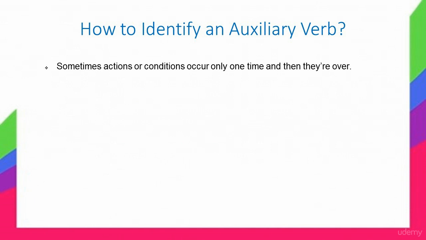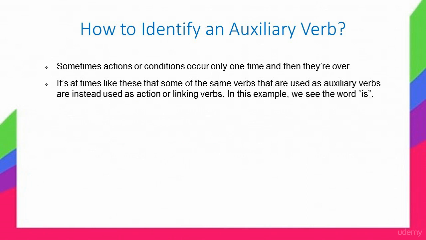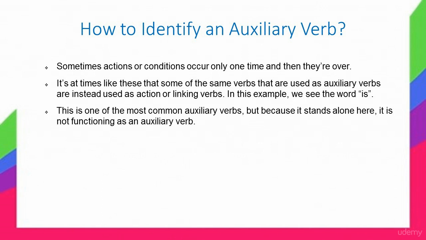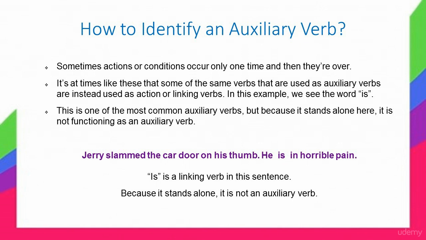Sometimes actions or conditions occur only one time, and then they're over. It's at times like these that some of the same verbs that are used as auxiliary verbs are instead used as action or linking verbs. In this example, we see the word is. This is one of the most common auxiliary verbs, but because it is alone here, it does not function as an auxiliary verb. Jerry slammed the car door on his thumb.